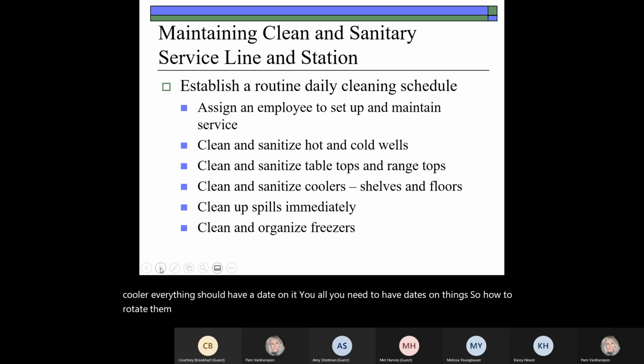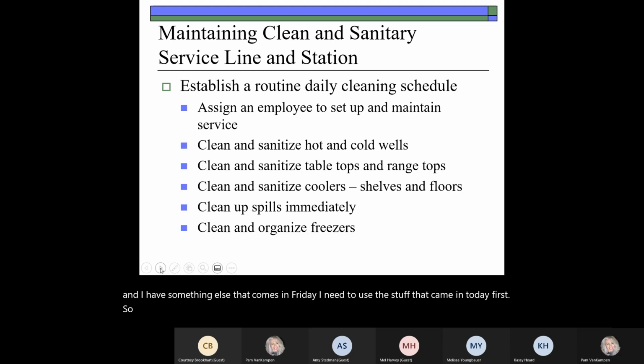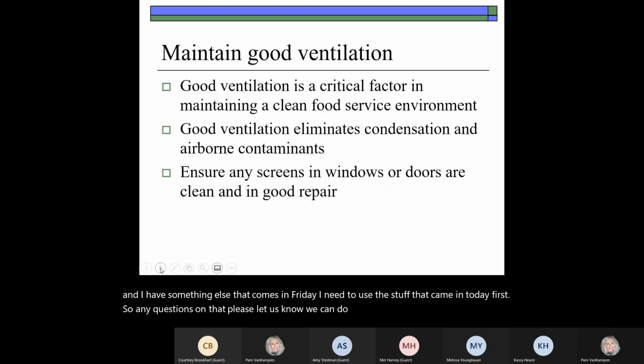Use the first in, first out. If it comes in, you know, today, and I have something else that comes in Friday, I need to use the stuff that came in today first. So any questions on that, please let us know. We can do more training.